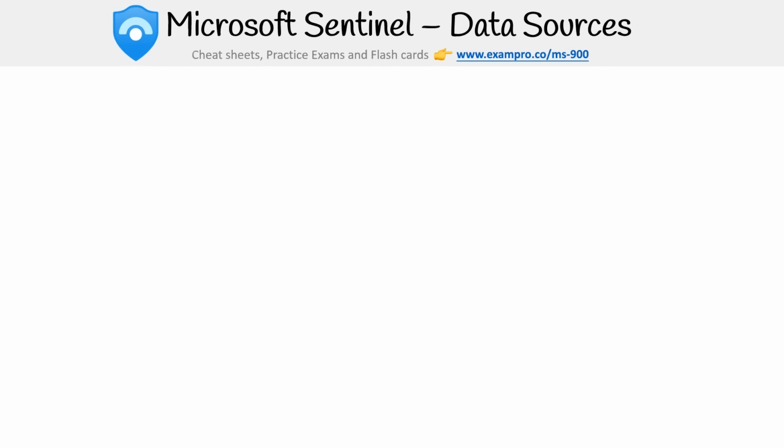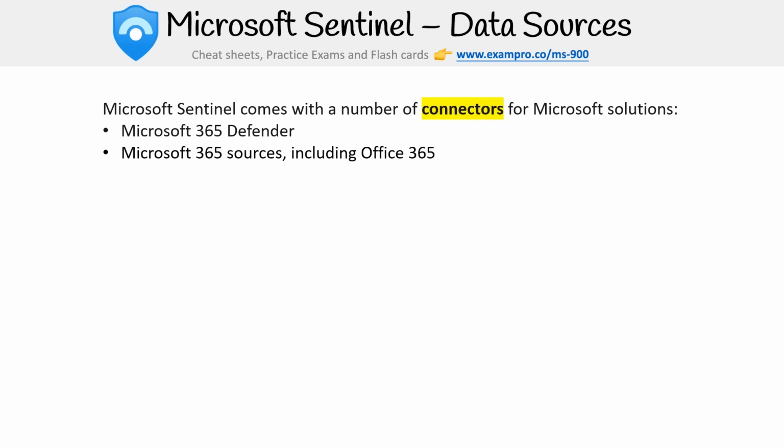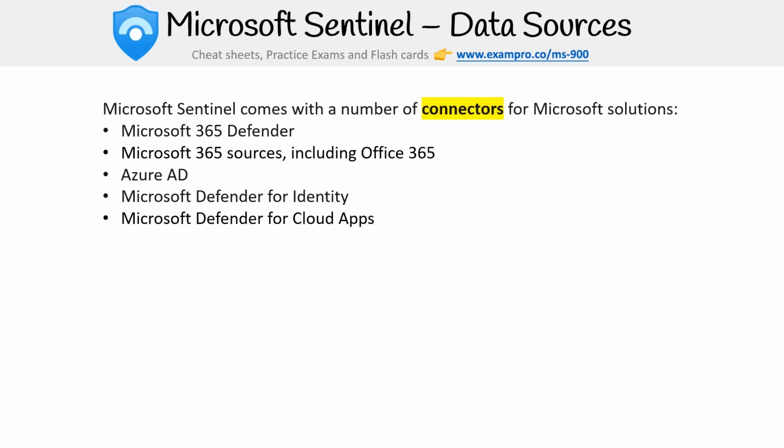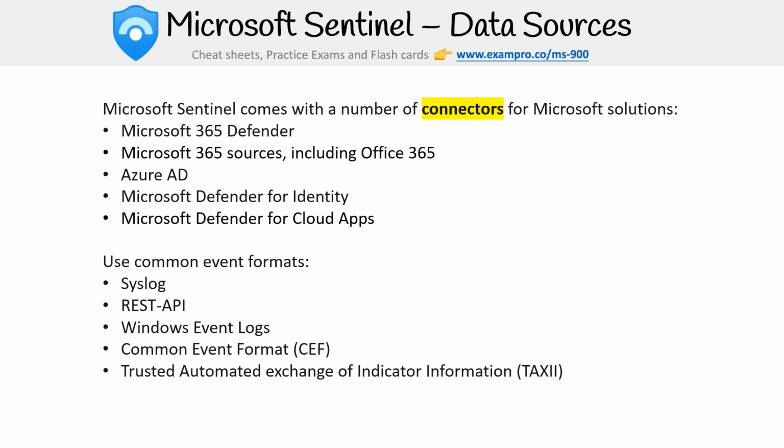Let's take a look at what Microsoft Sentinel can ingest from other dataset sources. So we have a number of connectors here, such as Microsoft 365 Defender, Microsoft 365 sources, including Office 365, Azure AD, Microsoft Defender for Identity, and Microsoft Defender for Cloud Apps. You can also use common event formats such as syslog, REST API, Windows Event Logs, Common Event Format, and Trusted Automated Exchange of Indicator Information, also known as TAXII.